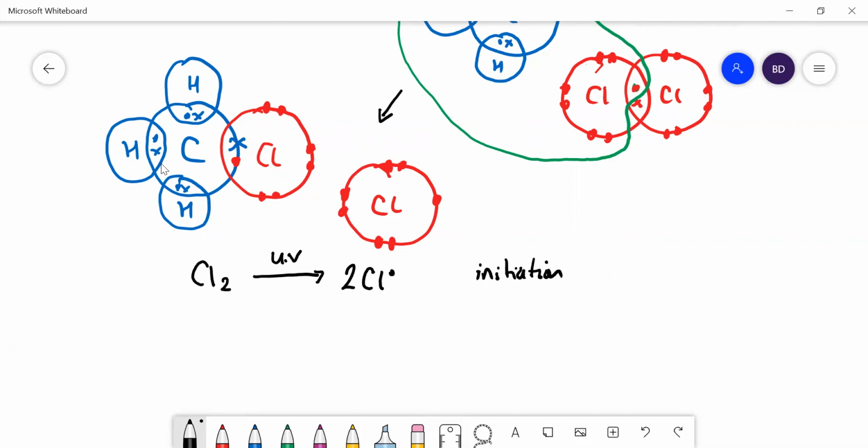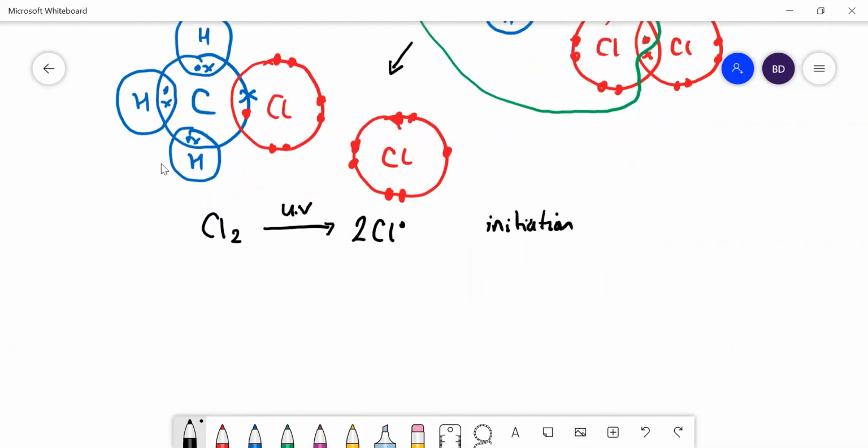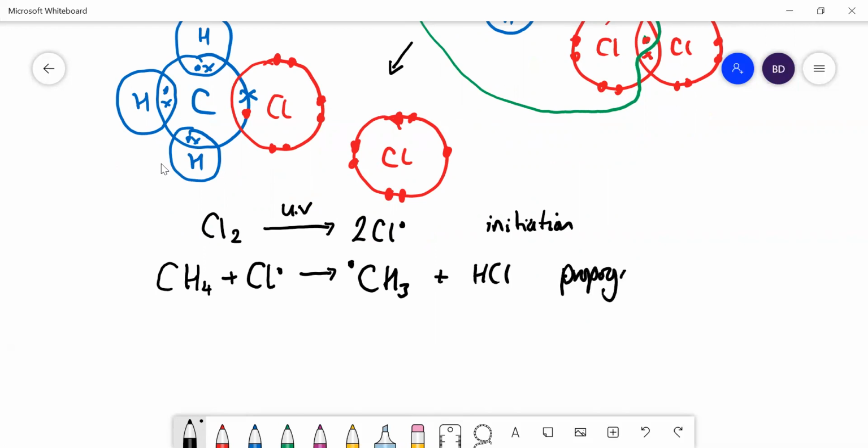Okay, that's initiation. And then the second step, when the chlorine free radical reacts with the methane, so there's my chlorine free radical, it forms a methyl free radical, so CH3 with a dot on it, and it forms HCl. Well, that is called propagation. Now, in a propagation reaction, you get a free radical reacting with a non-free radical to make a new free radical.